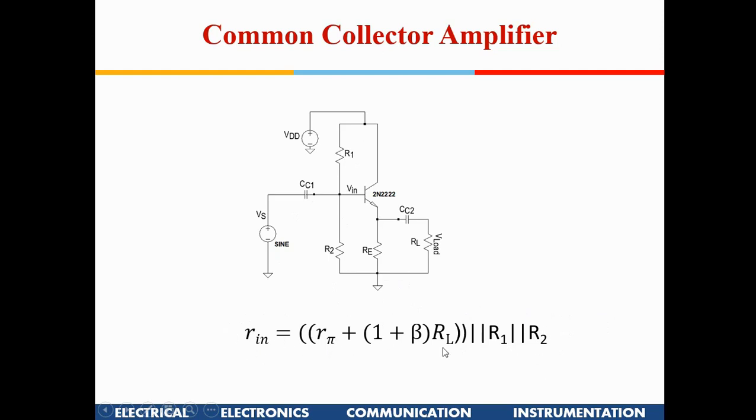Now what you have to do is write the expression for V in, in terms of I in, which is IB here. So you write V in is equal to IB into R pi plus IE. Instead of IE, I will write (1 plus beta) IB, times RL. Then you divide V in by I in, and you will get this expression. Okay, so this is that.